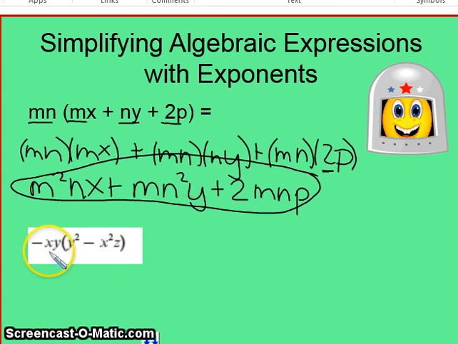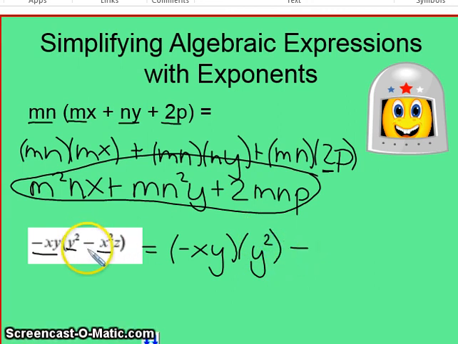Now let's look at this next one. I have negative xy times the quantity y squared minus x squared z. I need to distribute this negative xy to each term inside the parentheses. So when I rewrite it, I'm going to have negative xy times the first term in my parentheses, y squared, minus, because I have to keep this same sign here, negative xy times the second term, x squared z.